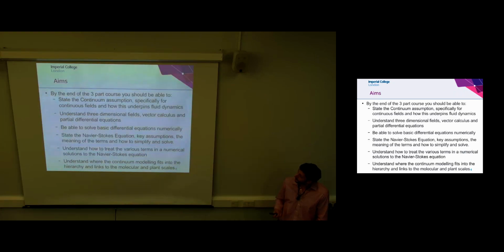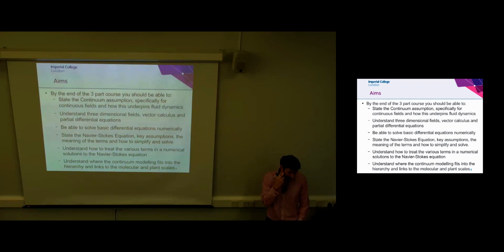Okay, so by the end, the key outcomes for you guys should be to state the continuum assumption and specifically identify that it's for continuous fields. That's an important distinction and one I'll probably labour maybe too much. And then explain how this underpins fluid dynamics and how the equations we use are based on this assumption. We'll cover today the introduction to this, but hopefully by the end you'll be comfortable with three-dimensional fields, vector calculus and partial differential equations, and how to solve those. The majority of the solution is going to be numerical for this course. The reason for this is that it's actually the most useful way of solving these equations in general.